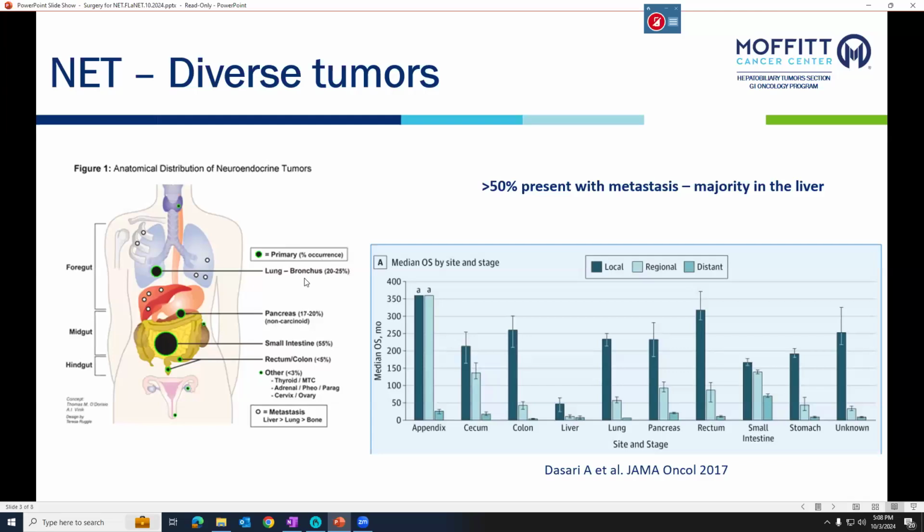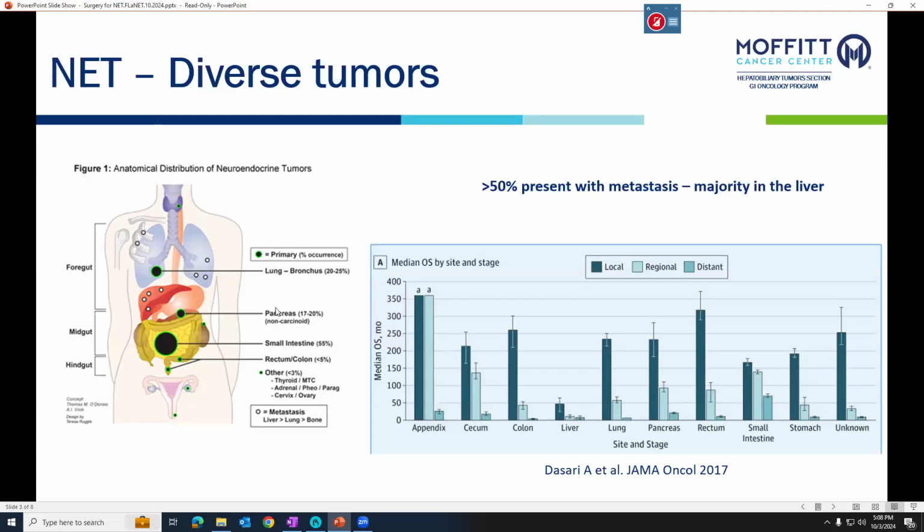Okay, so our first slide here just talks about the diversity of neuroendocrine tumors. So we have different sites of primary tumor sites. Those can be found in the lung, pancreas, small intestine, rectum, colon, or minimally in the thyroid, kidney, cervix, and ovary. Those are the green dots. The little white dots are areas of types of different metastasis, in other words, where these tumors can spread.